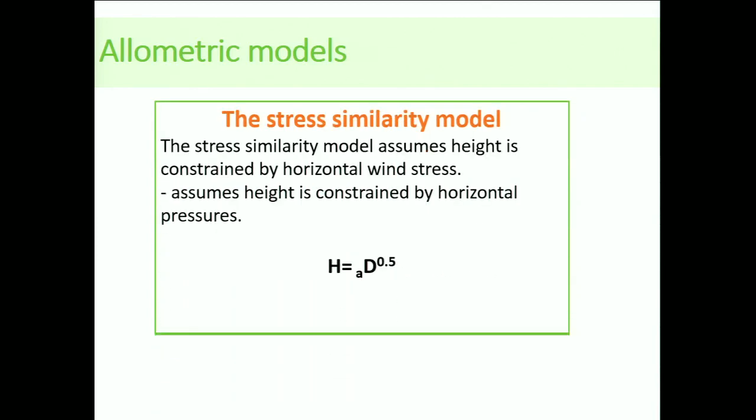And then the stress similarity model basically assumes wind stress on a tree eventually constrains its height, and that denotes it at a half, so 0.5. There are other models. There's the geometric growth model that basically allows trees to grow exponentially, but that happens on quite rare occasions, so things like redwoods would only really apply to that equation.